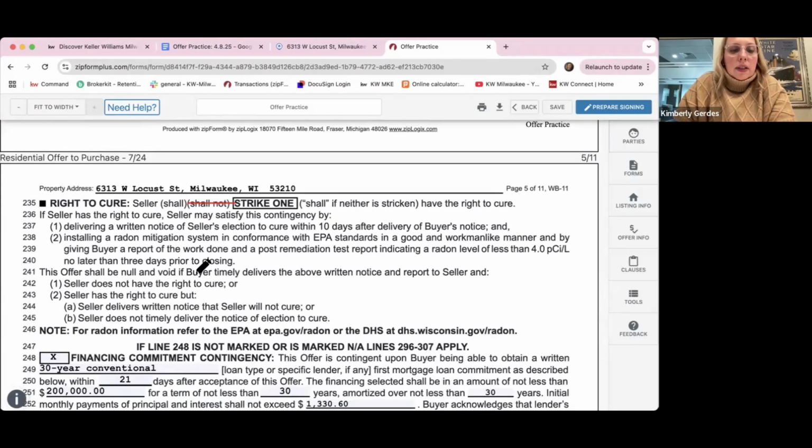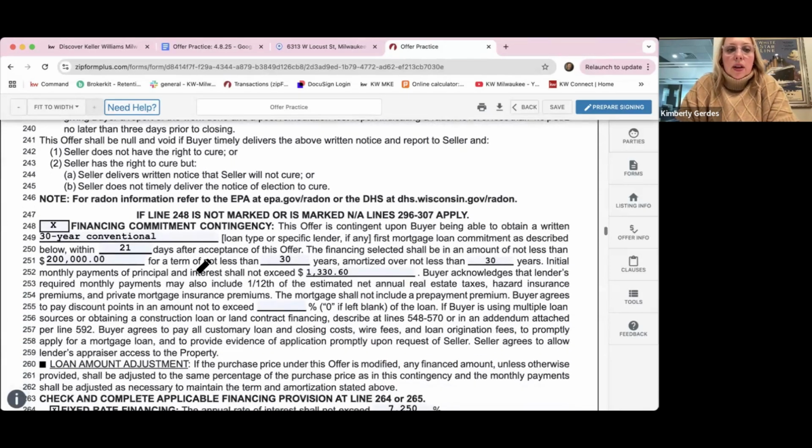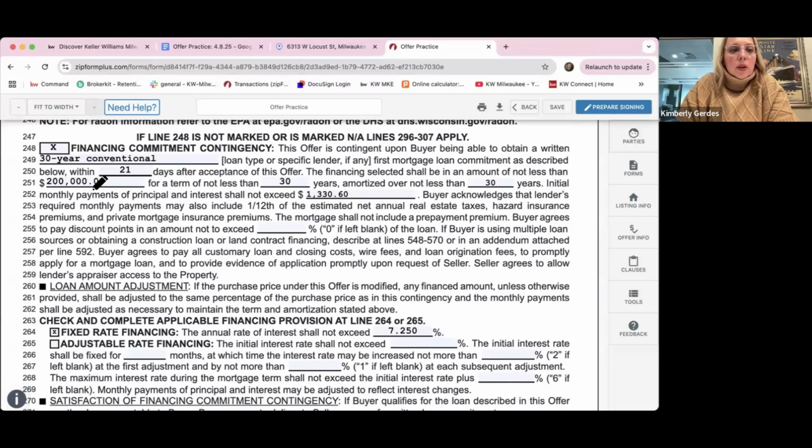And then you're going to see a lot of this language looks very similar to the home inspection in terms of how things can get cured and when a deal is null and void. The next section I'm going to go to here is financing. So our offer is contingent on our buyer getting a loan. So I've checked the box here in line 248. And then here in line 249 is the type of loan that your buyer is trying to get.